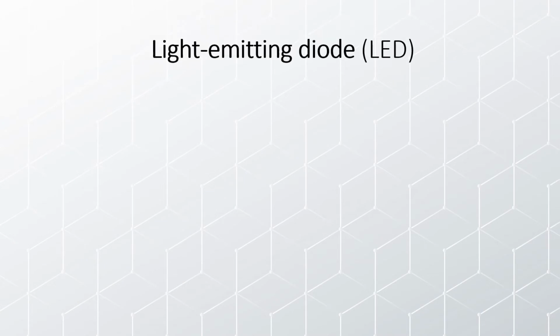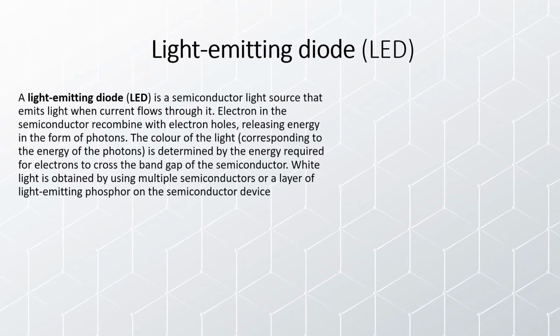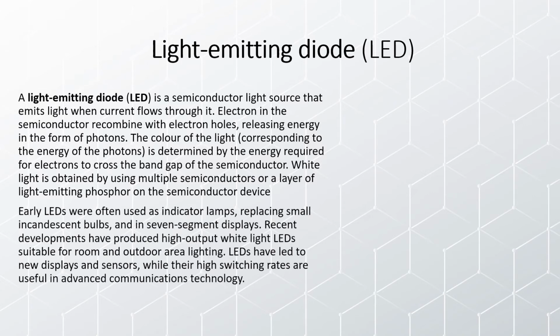Next, light emitting diode, in short LED. A light emitting diode is a semiconductor light source that emits light when current flows through it. This happens because the electrons in the semiconductor, after recombination with the electron holes, release a huge amount of energy, and this energy comes out in the form of photons. As we know, a photon is a packet of light, and the color of light is determined by the energy required for the electrons to cross the band gap of the semiconductor. White light is obtained by using multiple semiconductors.